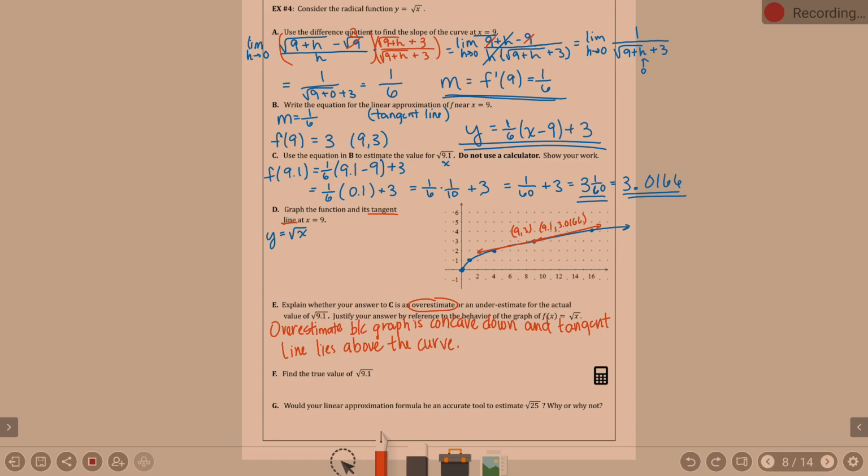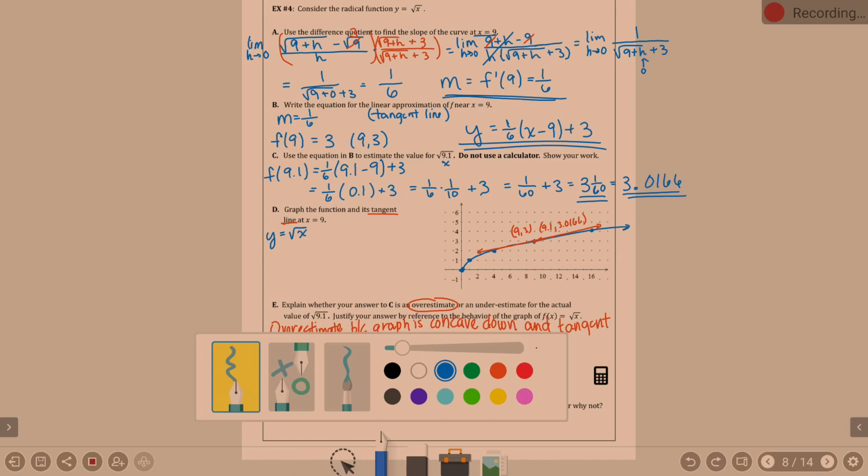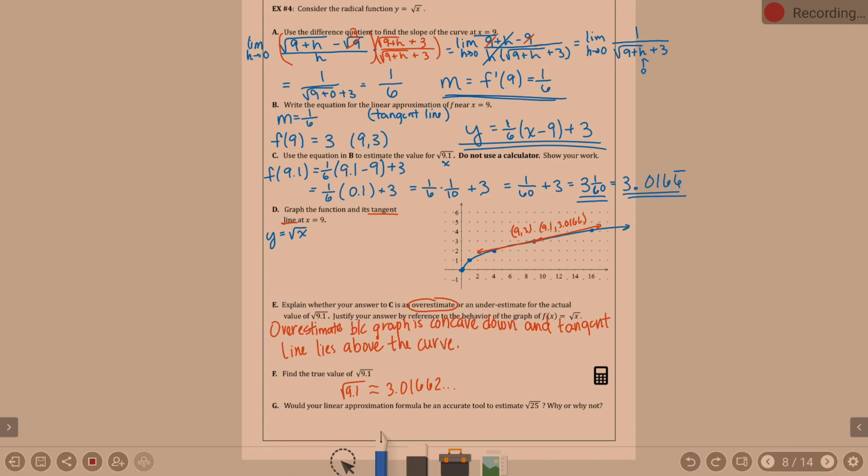Maybe the reason I have this filled in on C is because of F. F says find the true value of square root of 9.1. Well, that's a calculator thing, yes? That's a calculator thing. I have the square root of 9.1 written down as 3.01662... Well, I probably didn't really express this up here, but that 3.0166, the 6 was repeating. So if that's the case, or wait, maybe it was exact. Yeah, okay.